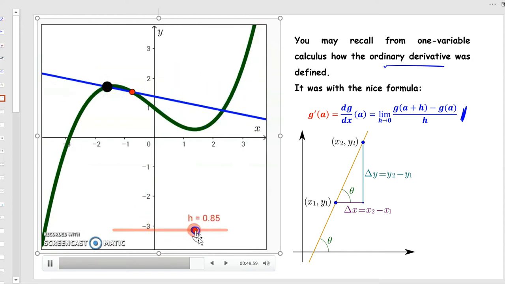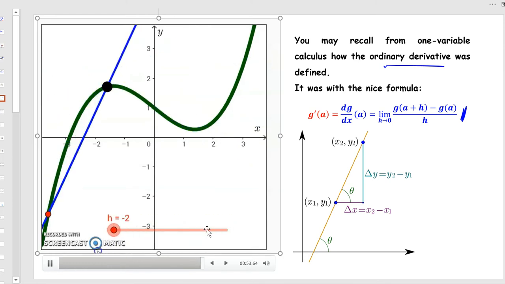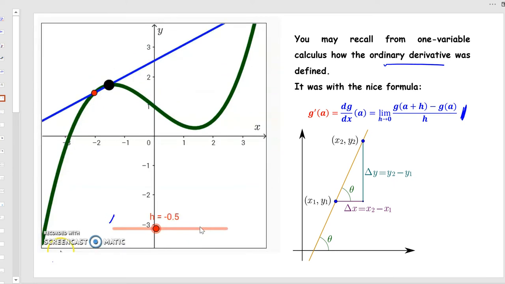Now, if you try to change the value of h from 2 to minus 2 to 2. Okay, so what happens here is actually, this is the delta x direction. For example, this is x1, this is x2. And when the red point is here, then what happens? This is the delta x direction.